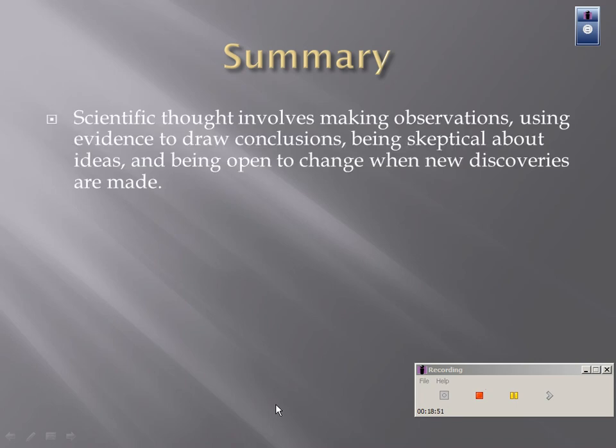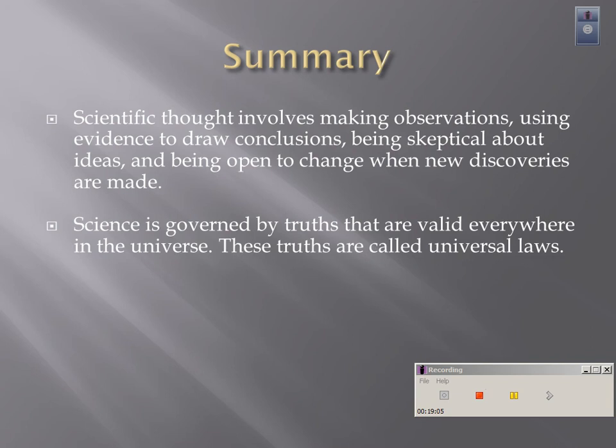Quick summary, and I'll let you guys work on your homework. Okay, scientific thought involves making observations, using evidence to draw a conclusion, being skeptical about ideas, and being open to change when new discoveries are made. Those are the four basic parts of scientific thought.